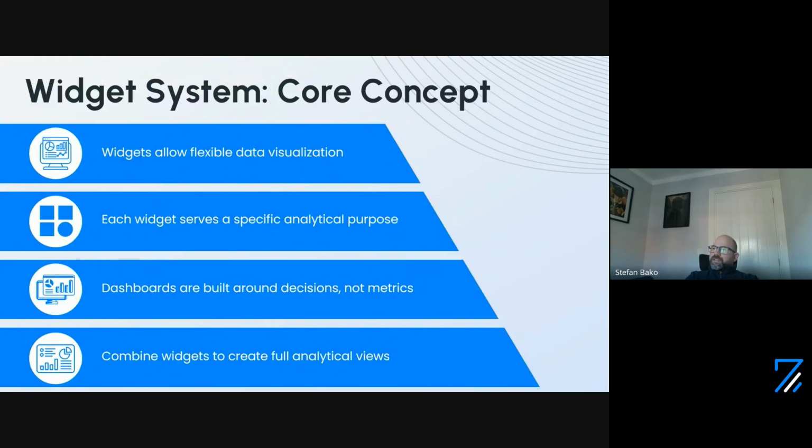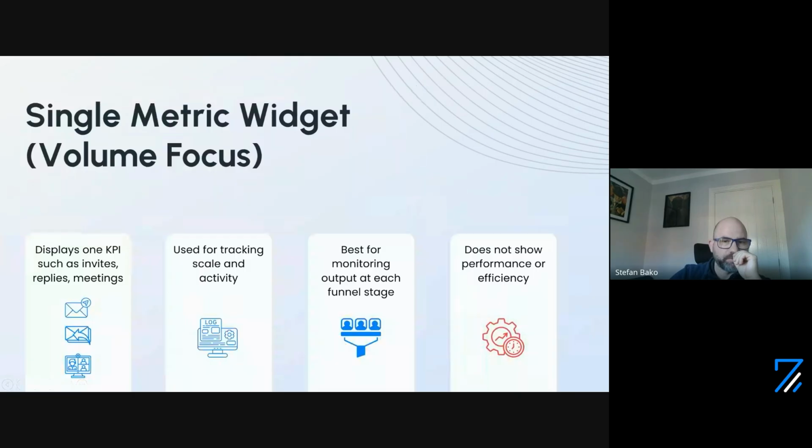Now, widget system. So this is where things become flexible. So you're not locked into one view. With the new customizable dashboard, you can build a dashboard based on what you want to understand, and I'm going to showcase it immediately. And each widget is a tool, so you combine them to answer a specific question.